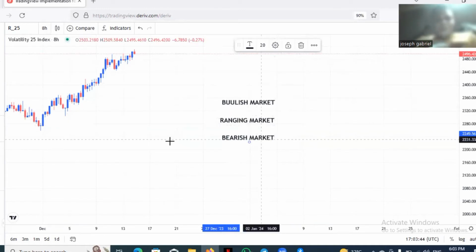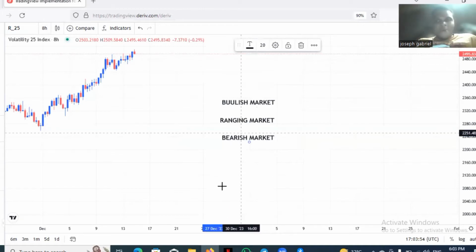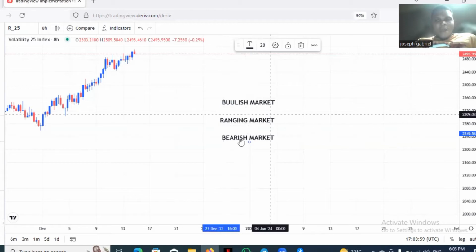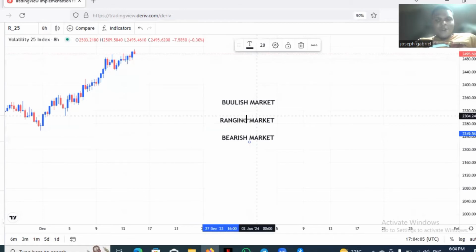So it's either the market is going bullish, or the market is ranging, or the market is bearish. So 3 of these scenarios is bound to happen in the market. So either the market is going bullish, or ranging, or going bearish. You can see these 3 things going on in the forex market.